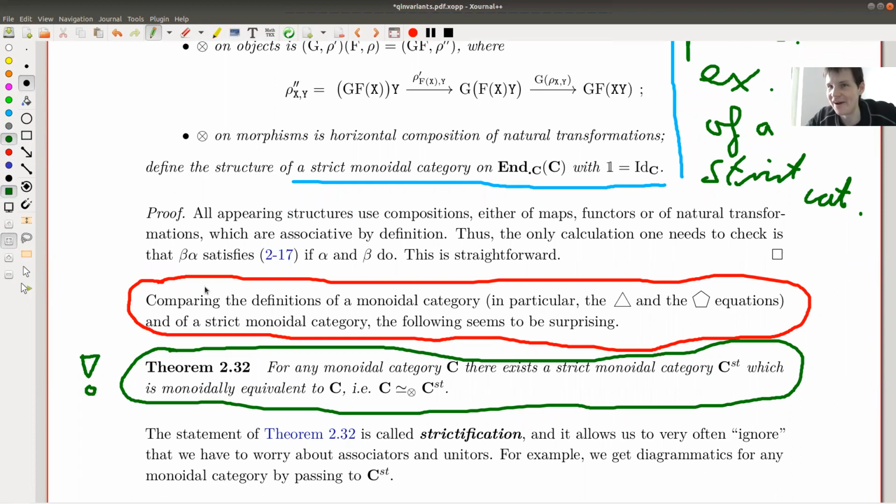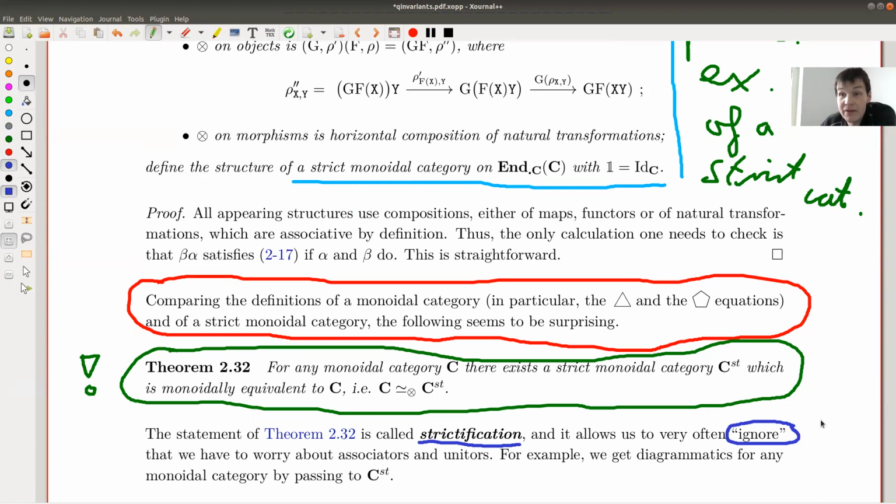And I could have just started by telling you about strict categories. But I really like this because it's such a surprising result. That's what I'm trying to say here. And this is called the strictification. And it will mean that I tend to ignore, not always, the complicated associators and unitors.